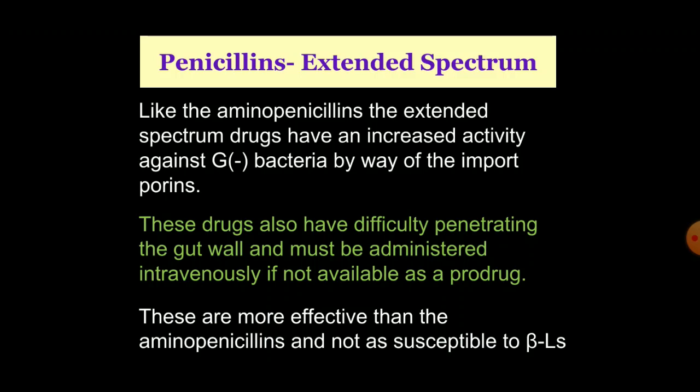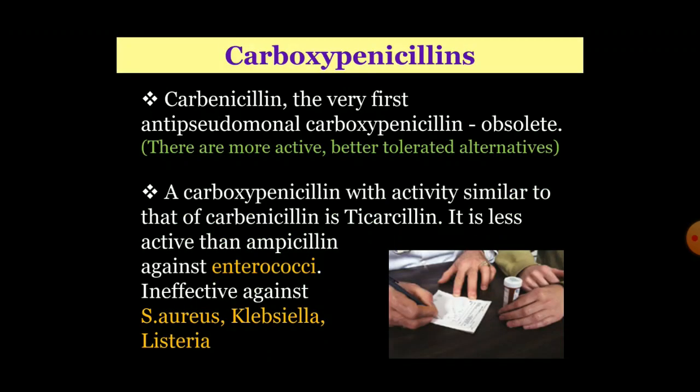The extended spectrum penicillin, the first one is carbonicillin. It's a similar spectrum but a little bit weaker antibacterial activity than ampicillin. Its important advantage over ampicillin is it's effective against all strains of Proteus and Pseudomonas aeruginosa.